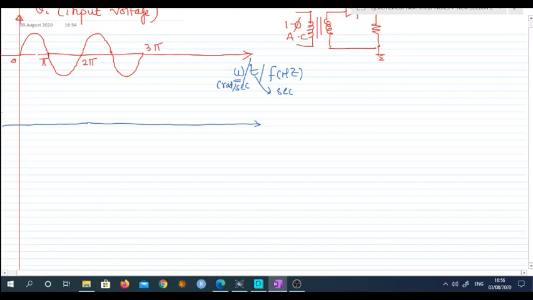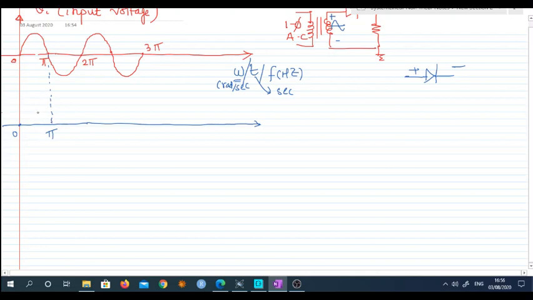Now this SCR, if you look at the circuit, will be forward biased during this period. So from 0 to pi, the SCR is forward biased, because you observe the anode of the SCR is at positive potential as compared to the cathode, because this side is more positive. During this time a normal diode starts conducting from 0 because it is forward biased.